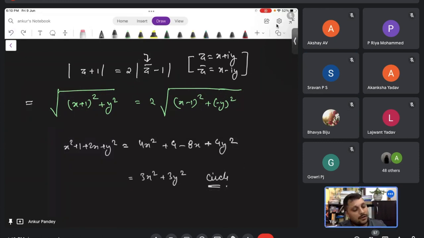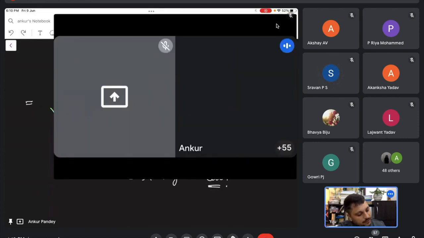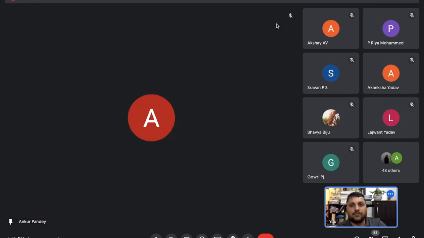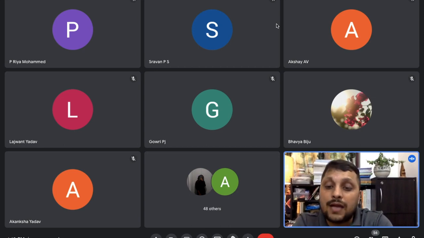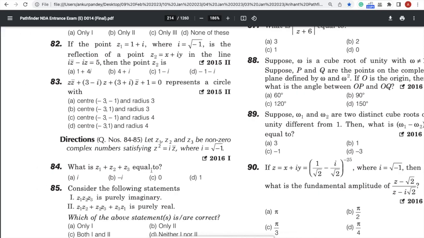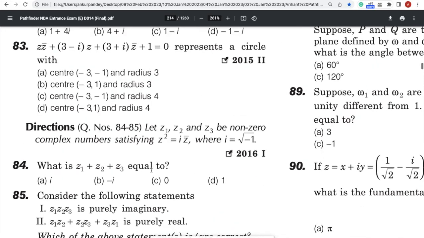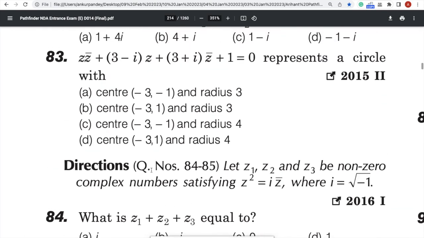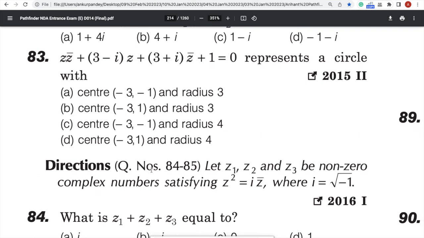Okay, doing some exam questions. Relax. Question 83: just check whether it's a circle or not. I will tell you how to find its center and radius. First, you verify yourself whether it's actually a circle or not. Proceed. Meanwhile, I'll connect equipment to write on the screen.